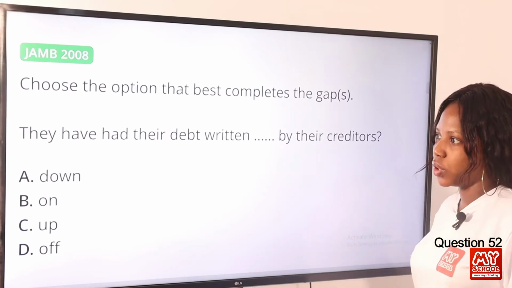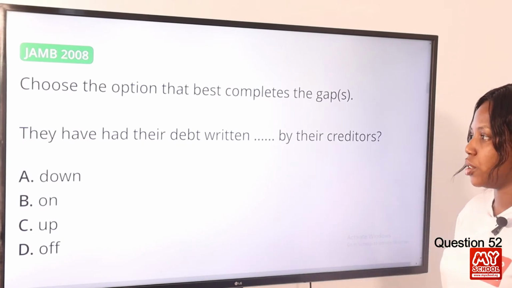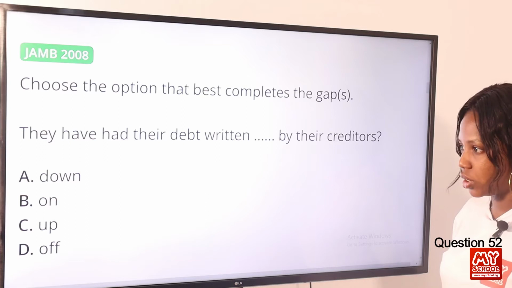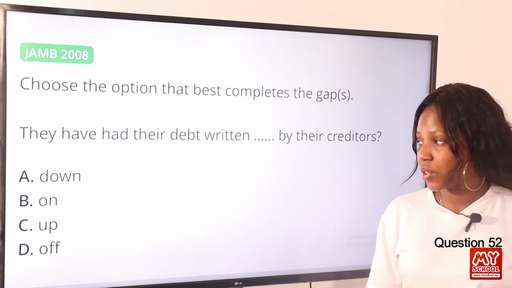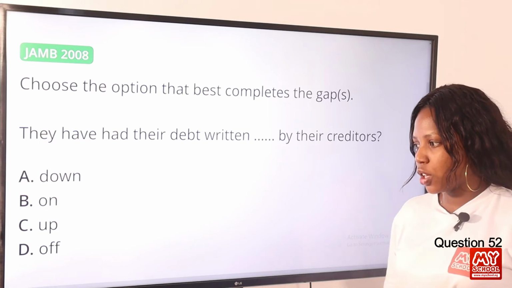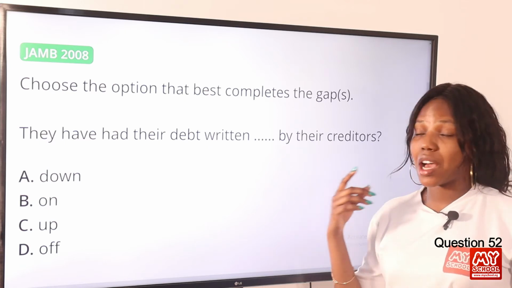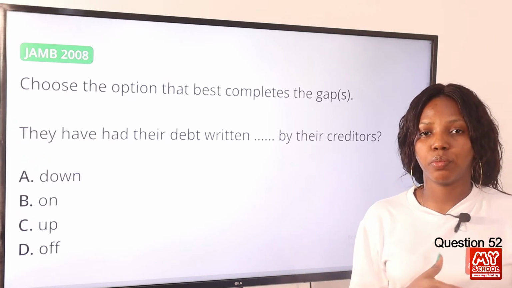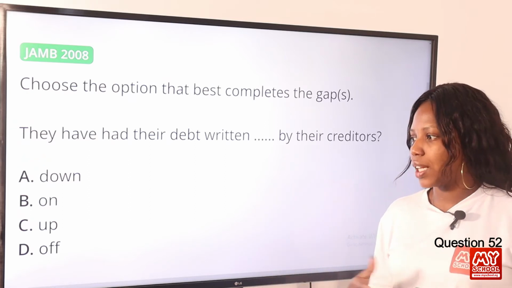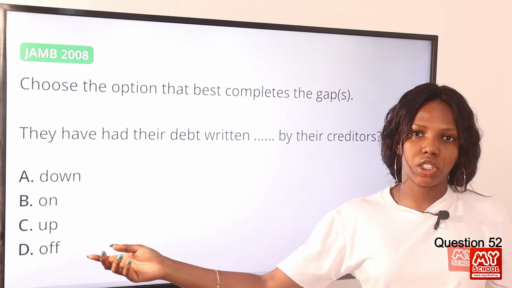Question 52. They have had their debt written dash by their creditors. Option A, down. Option B, on. Option C, up. Option D, off. The answer to this question is off. So this will complete the sentence, and then we have a phrasal verb, written off. Written off is to cancel the record of bad debt. Okay, so the answer to this question remains option D, off.